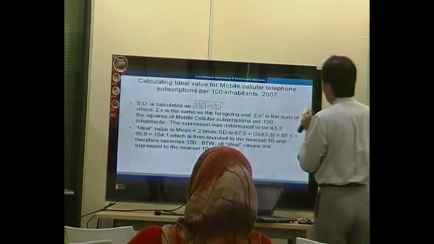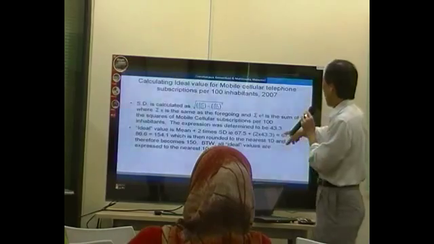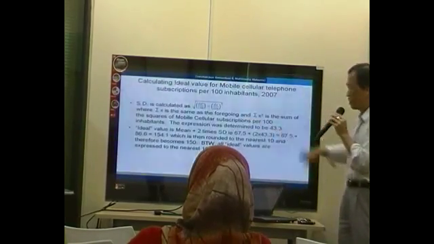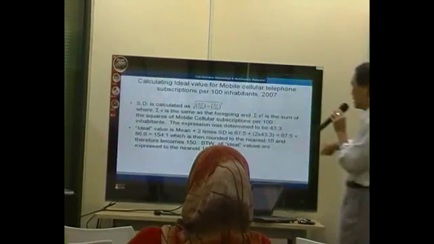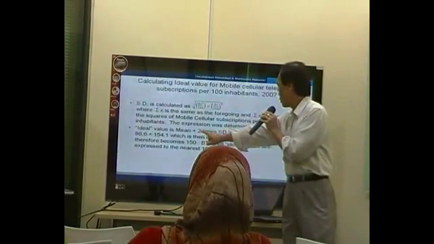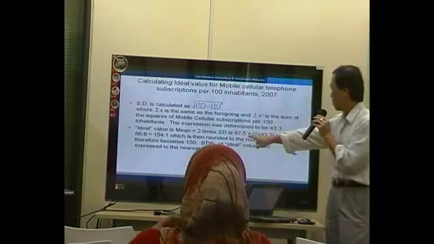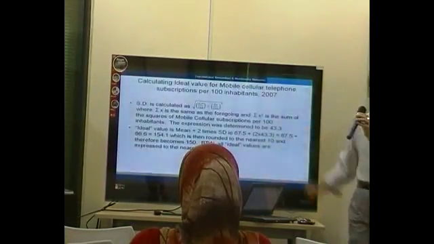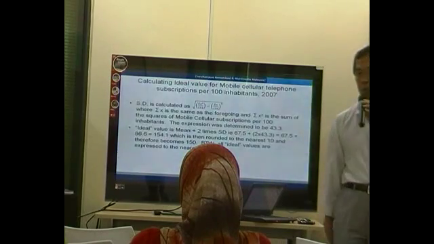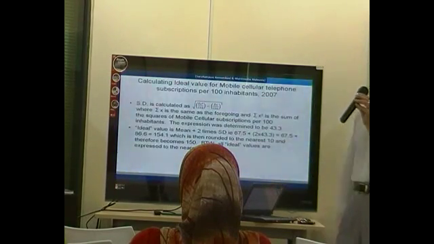Alright. So that's what we did, and we found this SD to be 43.3. And then the ideal value will be the mean plus 2 times the SD. 67.5 plus 2 times this equals 67.5 plus 88.6 equals 154.1. Why 150? We round it to the nearest 10.